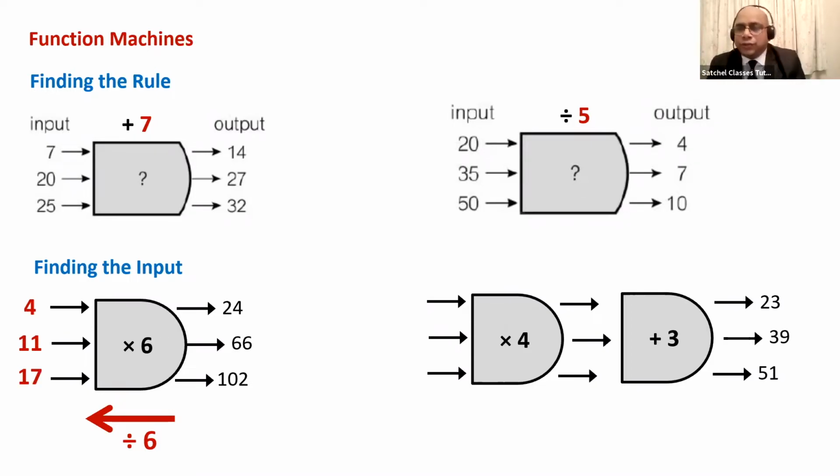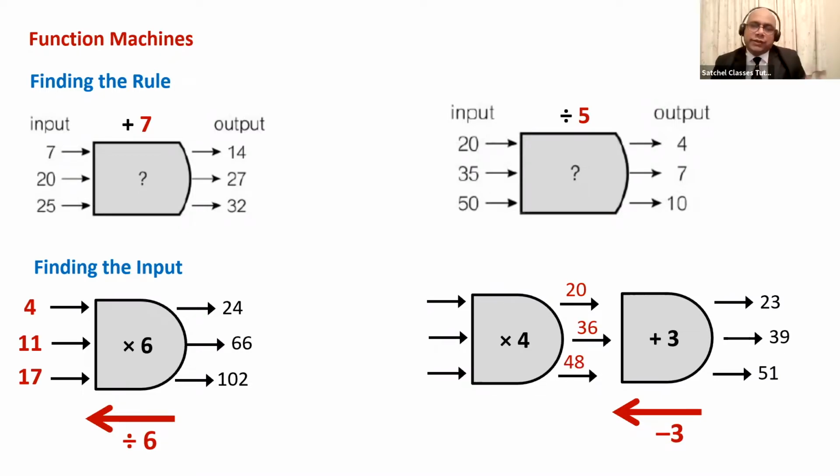Okay, how can you do this for the two-step function machine? If you're given the output, you first inverse the last step. In fact, when you're reversing, it's the second step first. So plus 3 becomes a minus 3. So we find the intermediate outputs, which means 23 take away 3 is 20, 39 minus 3 is 36, and 51 minus 3 is 48.